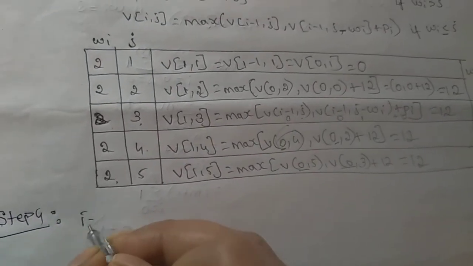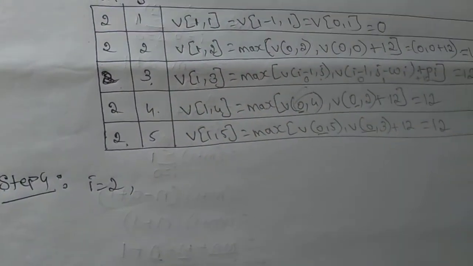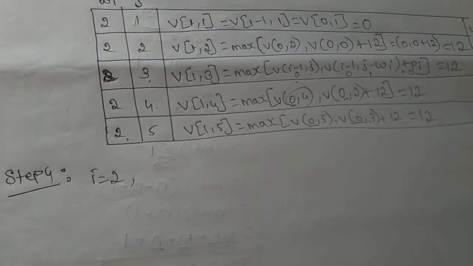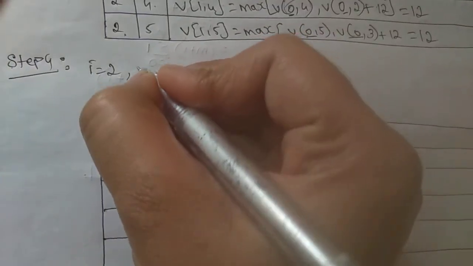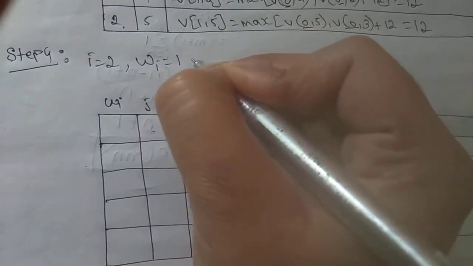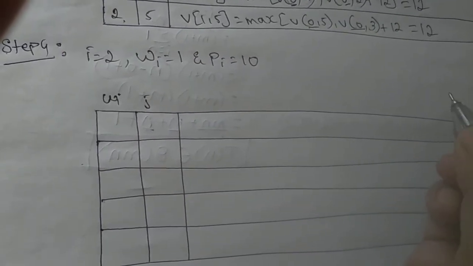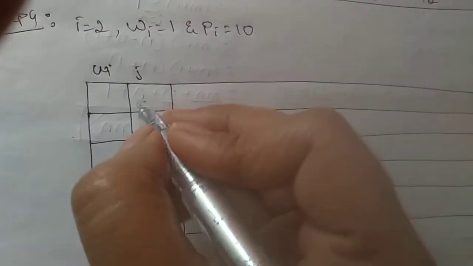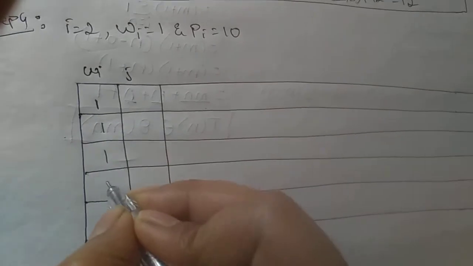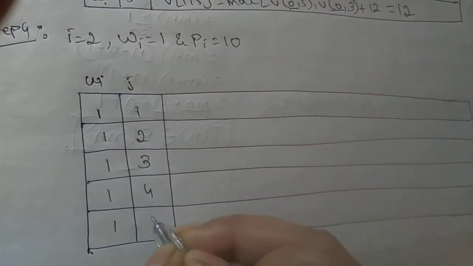What is the value of i? i is equal to 2, because this row you have to find out. The second item, so the second weight wi is equal to 1 and profit is 10. Second item, I'm taking i equal to 2. Now we have to just compute the result. Weight is 1. The j value again varies from 1, 2, 3, 4 and 5.